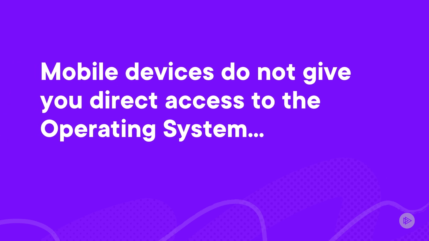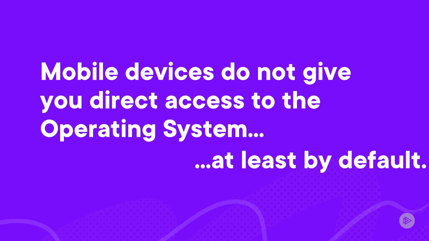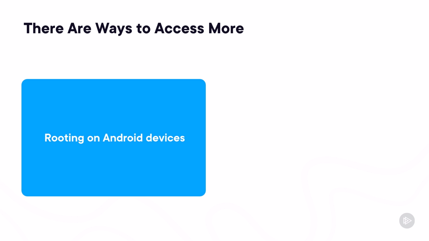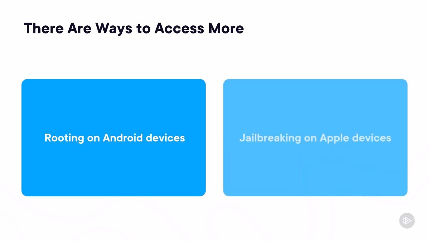As we have seen already in the previous demos, mobile devices do not give you direct access to the root operating system. It locks you in the experience that the manufacturer wants you to use, at least by default. As with every electronic device, there is a way to go around it, and on Android devices, it's called rooting, and on Apple devices, it's called jailbreaking.